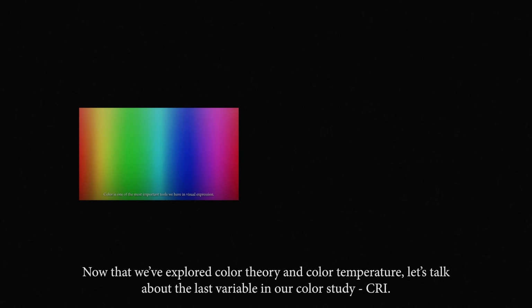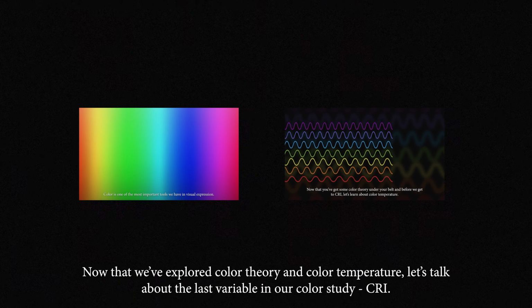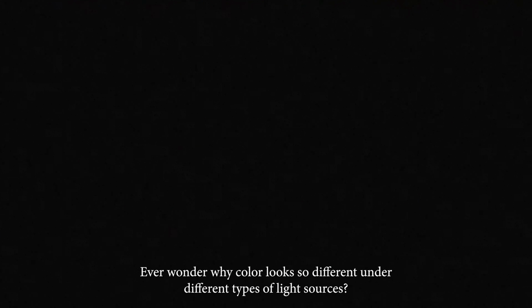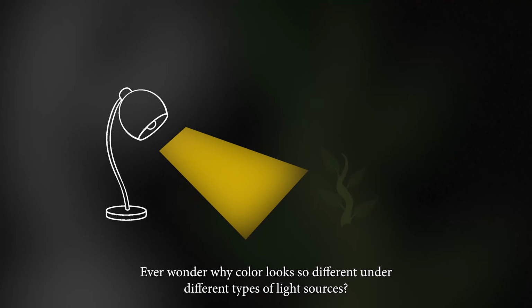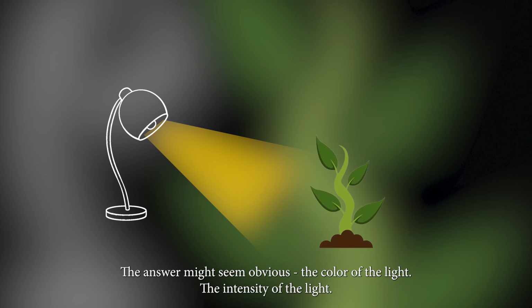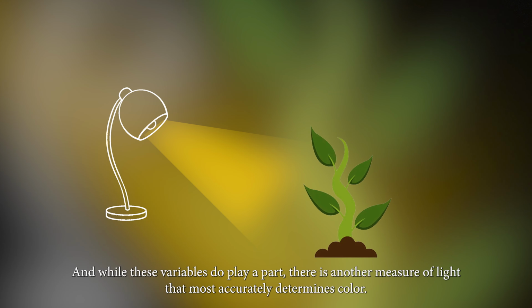Now that we've explored color theory and color temperature, let's talk about the last variable in our color study, CRI. Ever wonder why color looks so different under different types of light sources? The answer might seem obvious: the color of the light, the intensity of the light. And while these variables do play a part, there is another measure of light that most accurately determines color, and that is CRI.